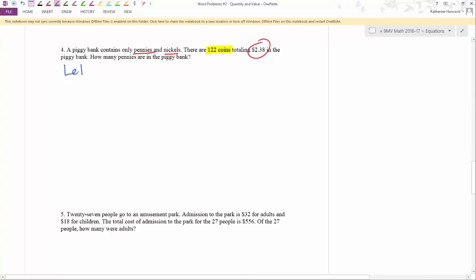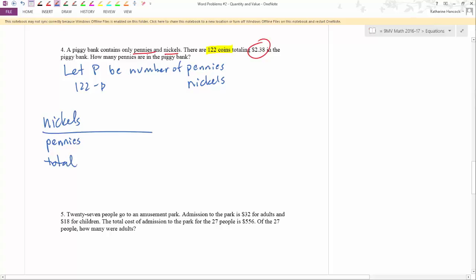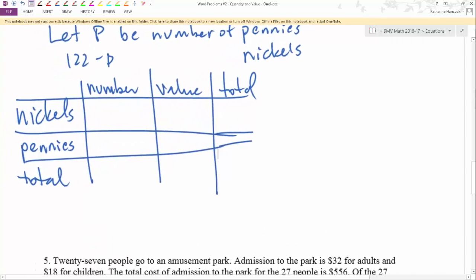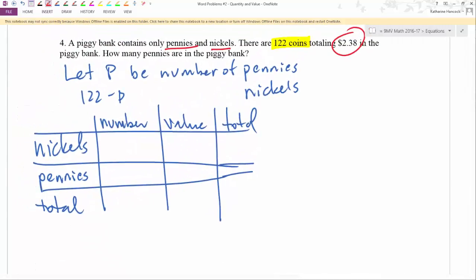So we're going to let P be the number of pennies, and not N for the nickels. It's going to be 122 take away P is going to be my nickels. And I'm going to do the same thing as before. Nickels, pennies, total. And you should know what they are by now. It's going to be number, the value of them, and then the total again. I'm just going to make this bigger.